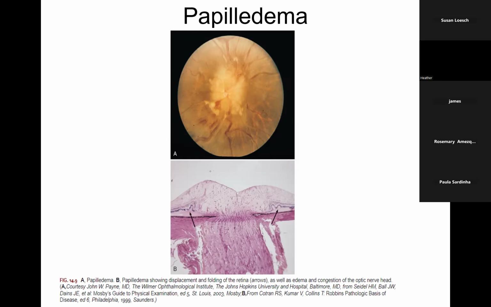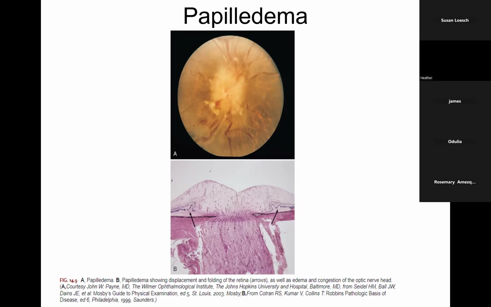This is because of the pressure on the emetic center in the medulla oblongata. Papilledema, why? Because of increased swelling in the optic nerve. Okay, increased pressure in the brain and increased swelling of the optic disc. Good.